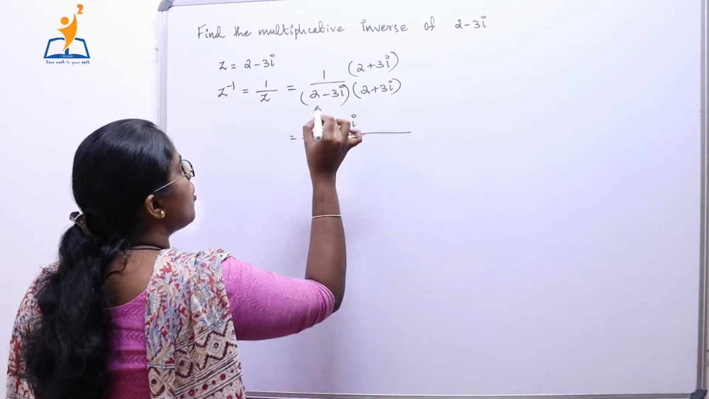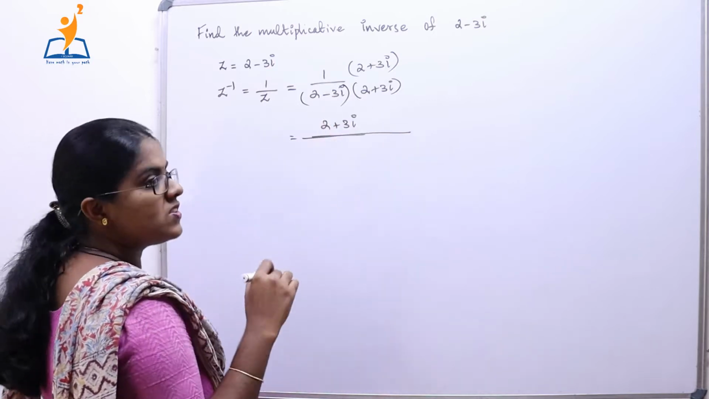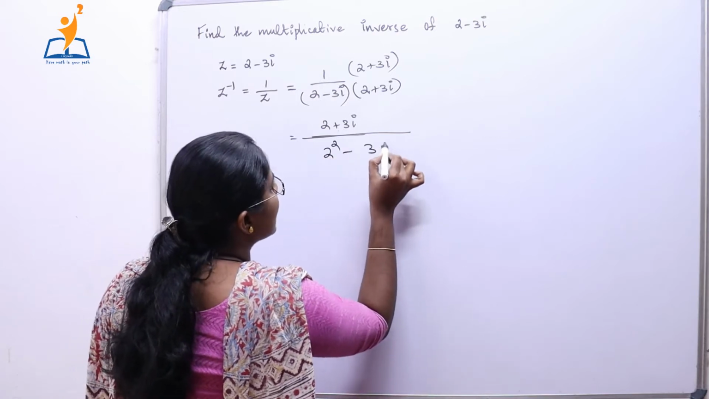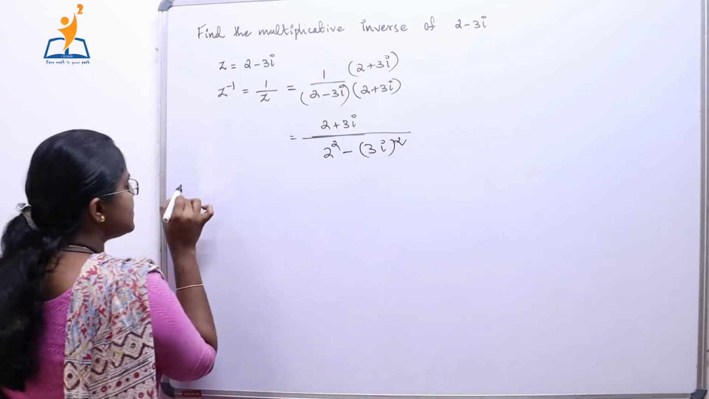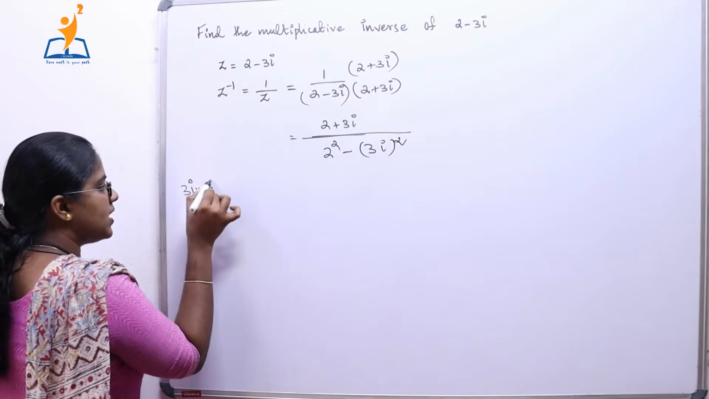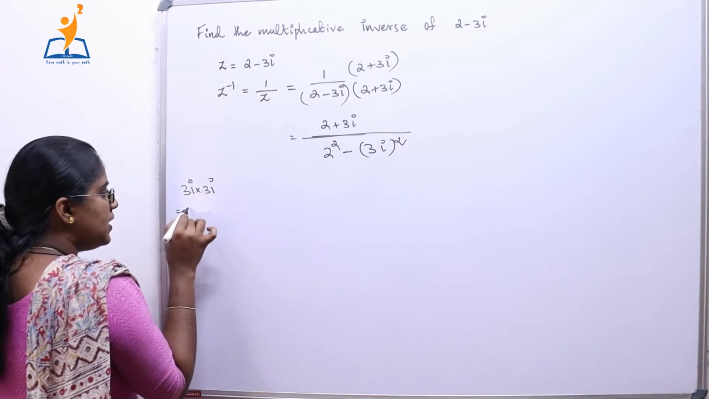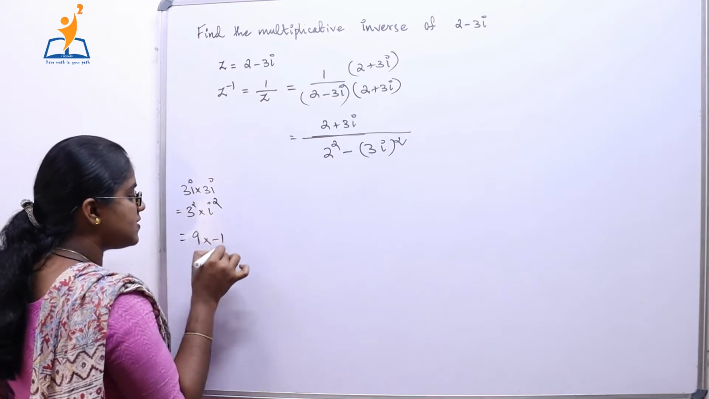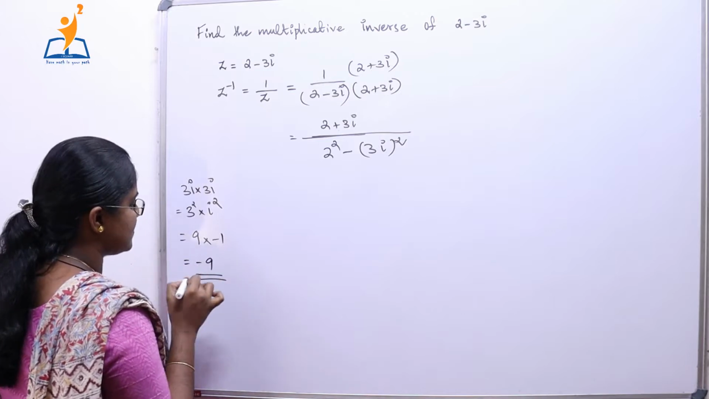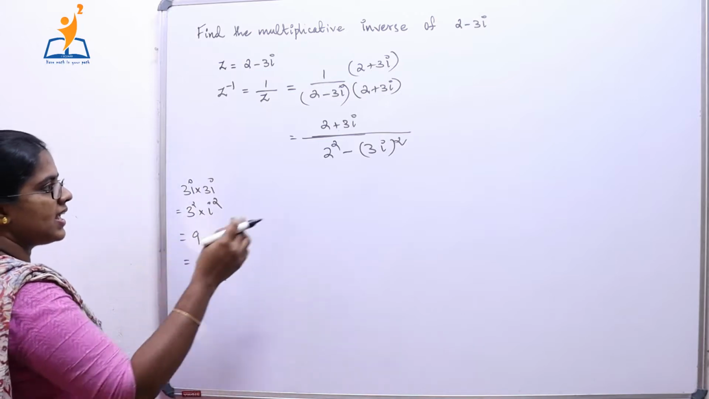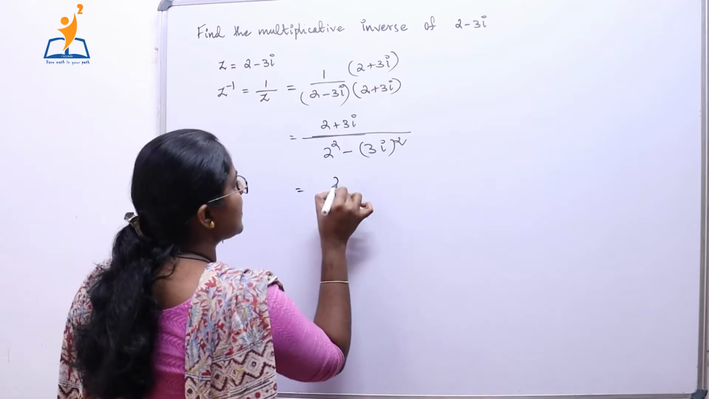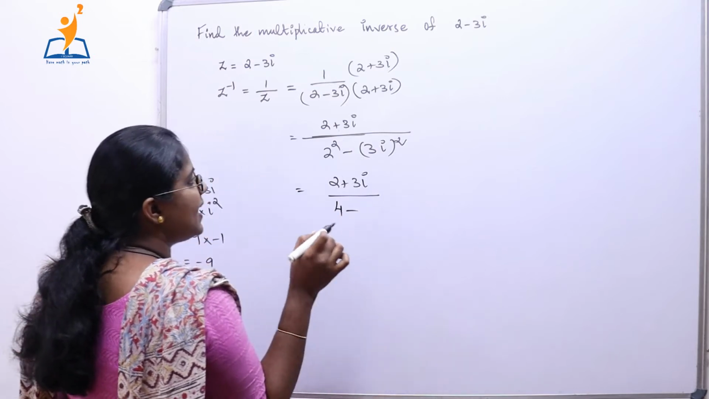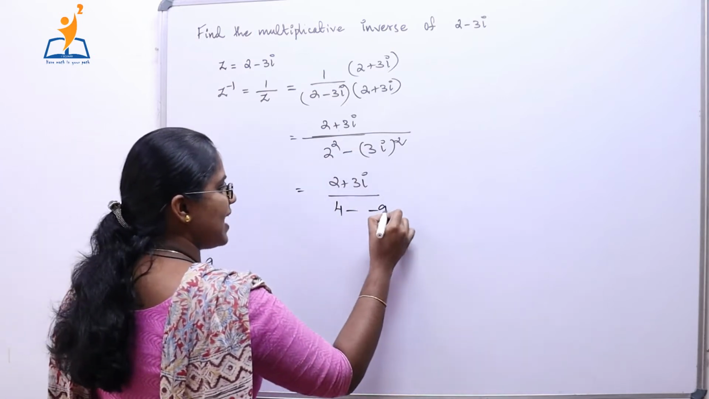So this is of the form a plus b into a minus b, which is a square minus b square. That is 2 square minus 3i square. Now what is 3i square? 3i into 3i, which means 3 square into i square. 3 square is 9 and i square is minus 1, which means it is minus 9. So 3i square is minus 9. So it will become like this: 2 plus 3i divided by 2 square is 4 minus 3i square is minus 9.